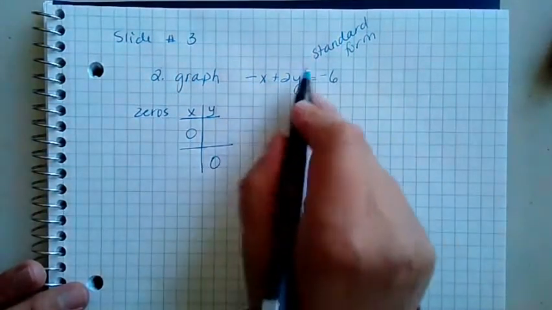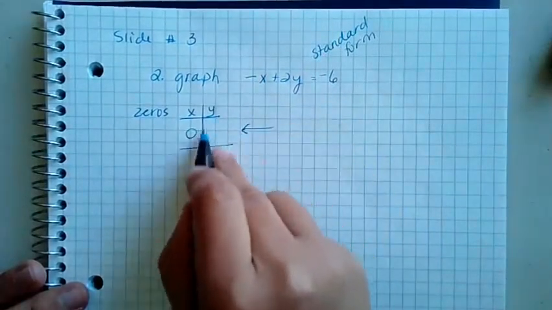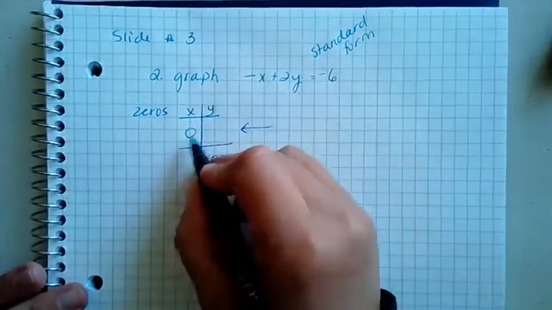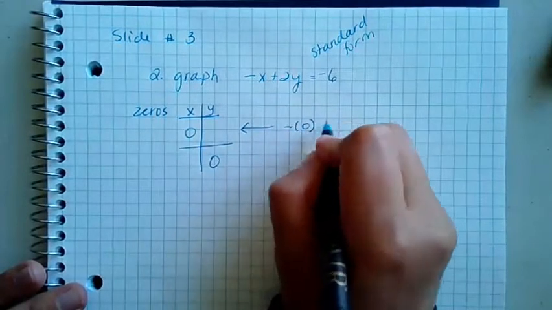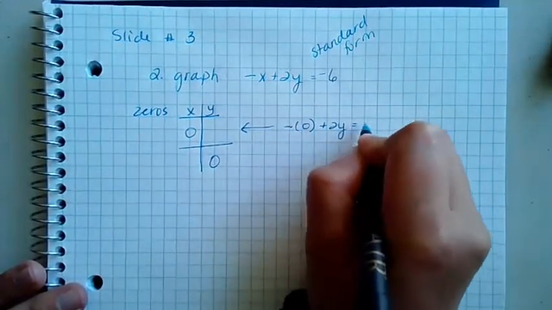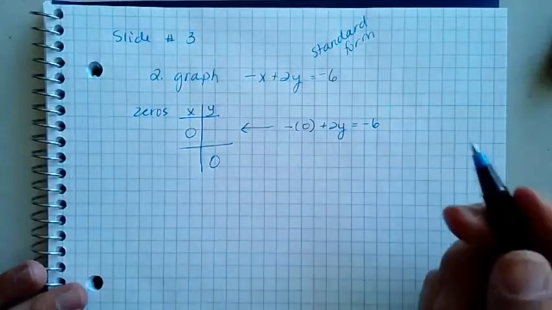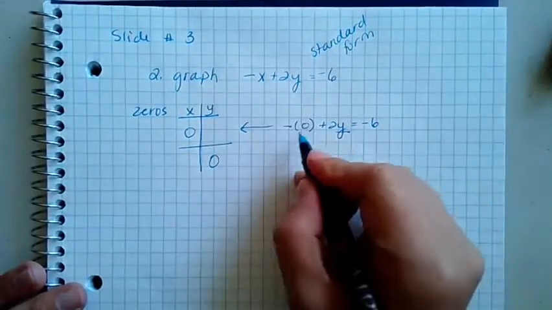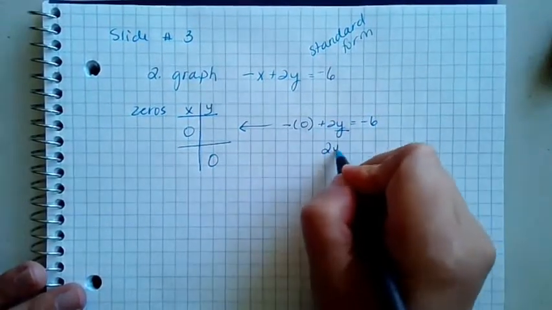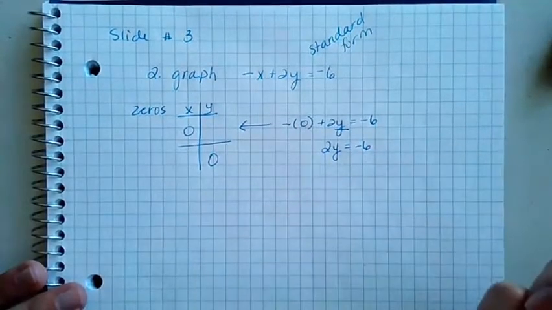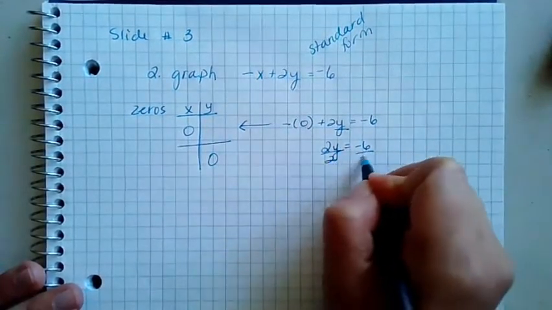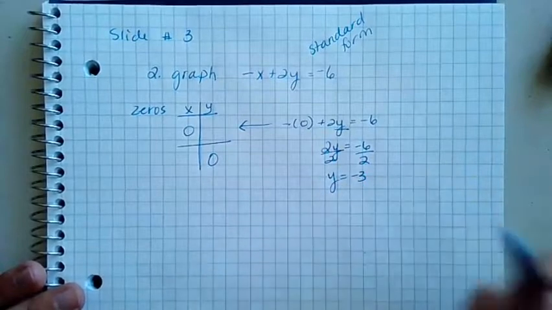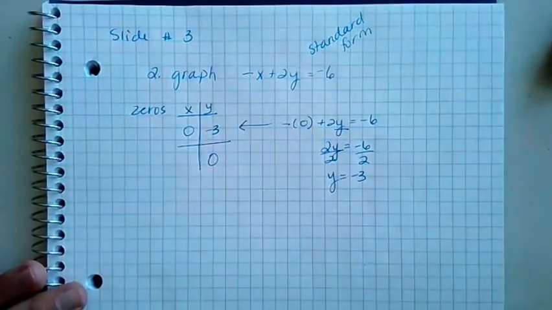I'm going to take this equation, and to find out what the Y-intercept is, I'm going to plug 0 in for X. So negative 0 plus 2Y equals negative 6. I'm going to solve for the variable that's left, and that's the Y. Negative 0 is nothing, so we're left with 2y equals negative 6. Then we divide both sides by 2, and we get y equals negative 3. So that's that zero.